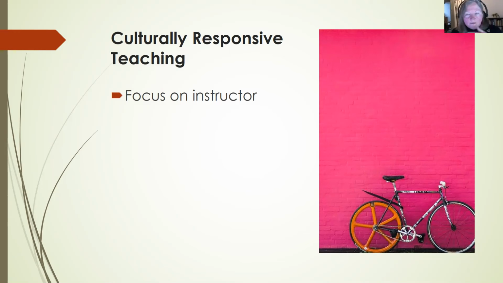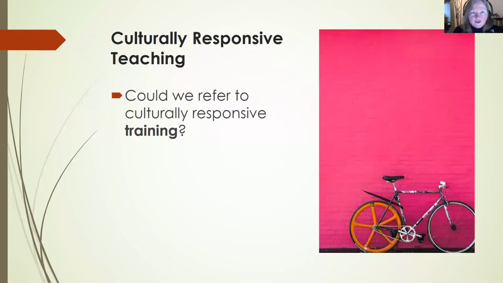So in Europe, although race is an issue, it's not as much of an issue as it is in the US. And maybe we are more talking about multicultural teams, and maybe in the light of the last 12 months, we're more talking about including migrants and refugees. So the focus is probably a little bit different. So my question is, could we refer to culturally responsive training?